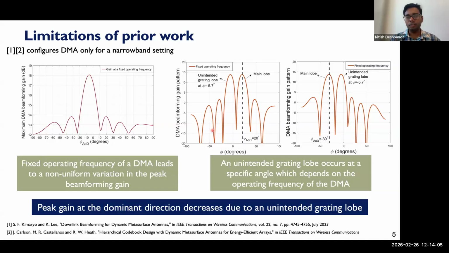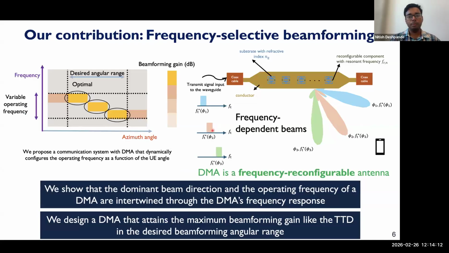So this shows that operating the DMA in a narrowband setting is actually suboptimal. So we propose this new direction where the DMA can be configured optimally by changing the operating frequency itself. We can vary the operating frequency in a feasible spectrum, which is envisioned for the DMA. And for each angle, we can propose a new operating frequency which can be dynamically configured.